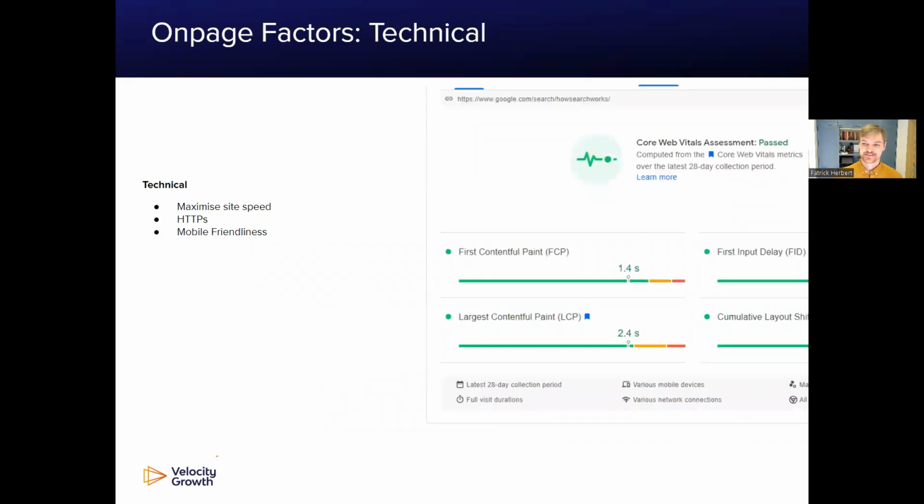Finally, we're on to technical, right? So we're on the technical on-page factors. These are basically things like site speed, your HTTPS, and your mobile friendliness, right? They're the main three things that I want you to consider.